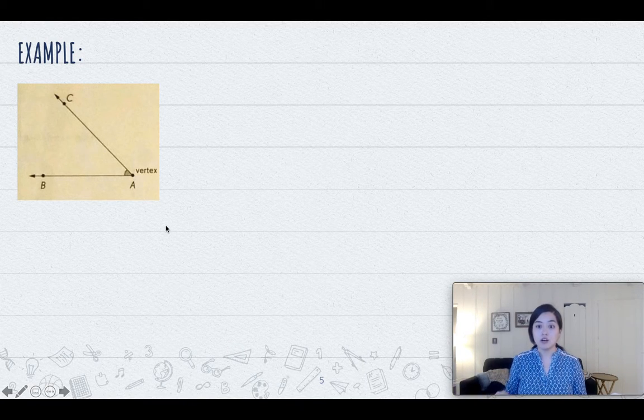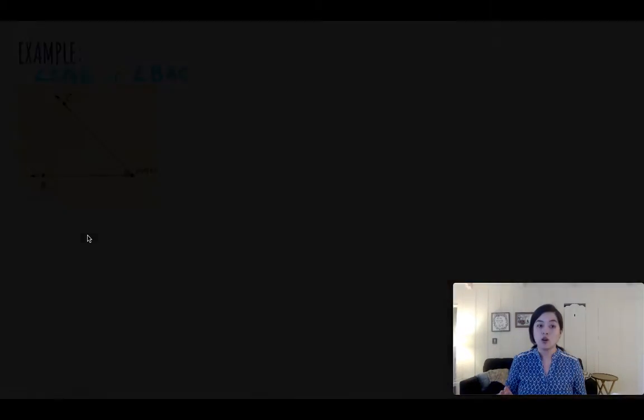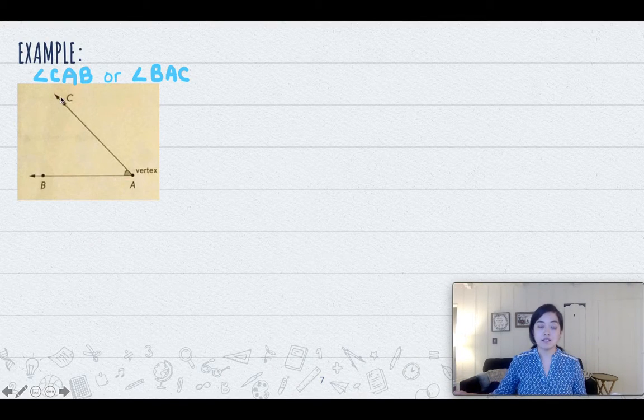Do you recall how to name this angle? Well, we can call it angle CAB or angle BAC, where the vertex is always in the middle of those three letters. And remember that I capitalize the letters because my points are always capitalized.